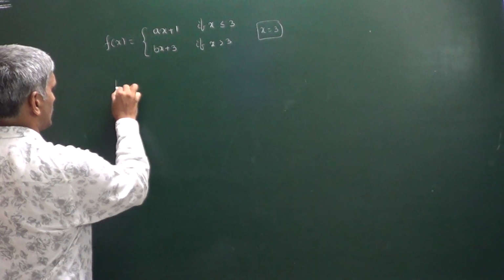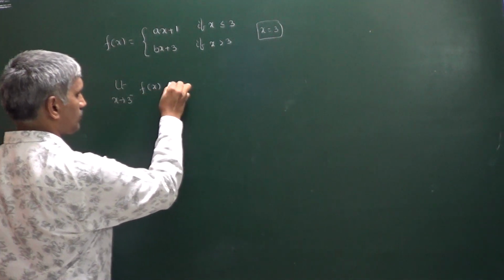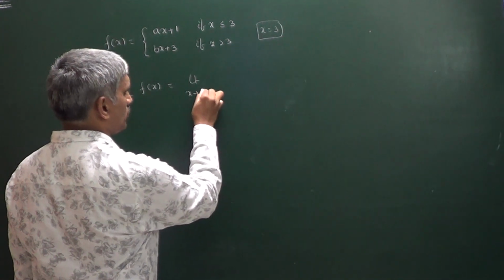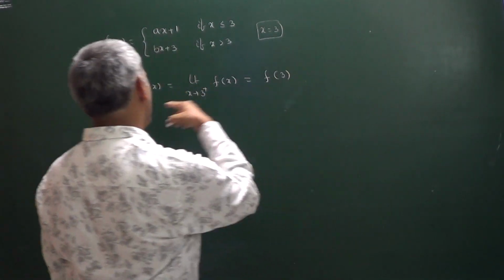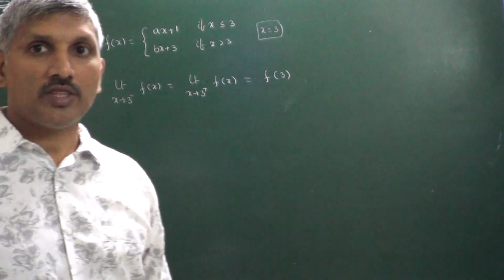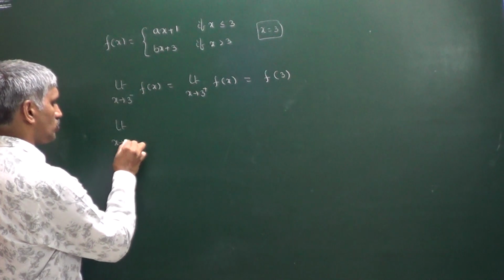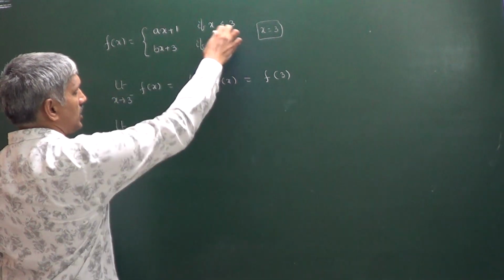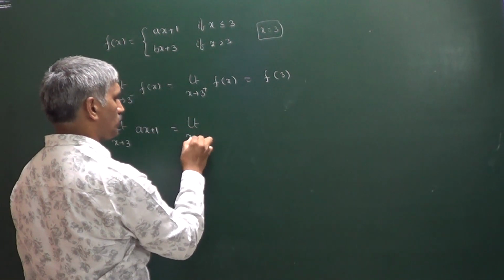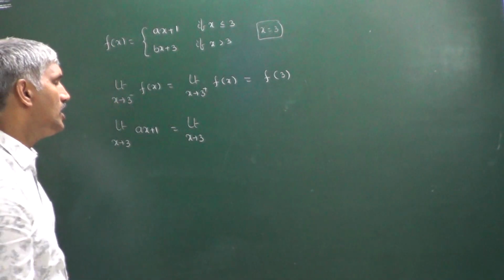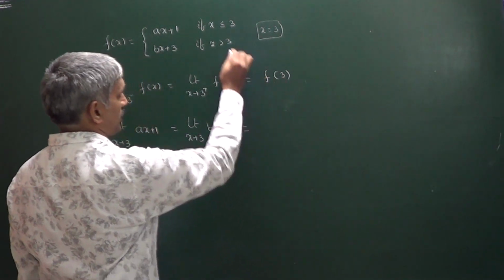The function is continuous at x equals 3, given. That means the limit as x tends to 3 minus of f(x) is the same as the limit as x tends to 3 plus of f(x), which is the same as f(3). Left hand limit equals right hand limit, which equals the functional value. Now we can write this as the limit as x tends to 3 minus, meaning less than 3, where the function is ax + 1. This is equal to the limit as x tends to 3 plus, meaning more than 3, where the function is bx + 3, which equals f(3).